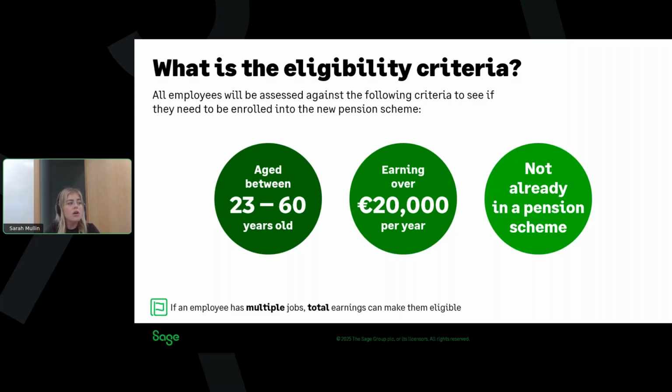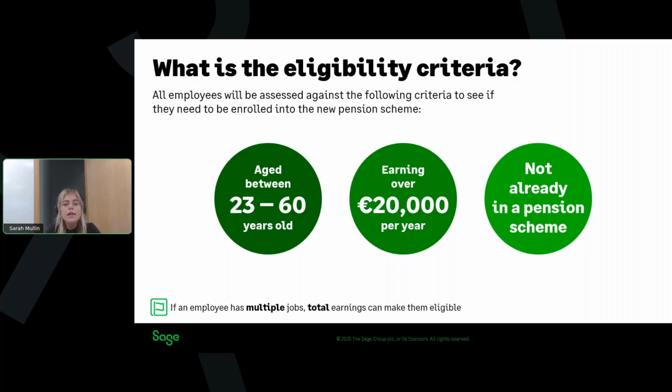Now, I do want to talk about auto-enrolment and who will qualify. To be automatically enrolled in My Future Fund, employees must be aged 23 to 60. They've got to earn over €20,000 annually and not already be in a pension scheme. Anyone outside the criteria can still opt in voluntarily though.